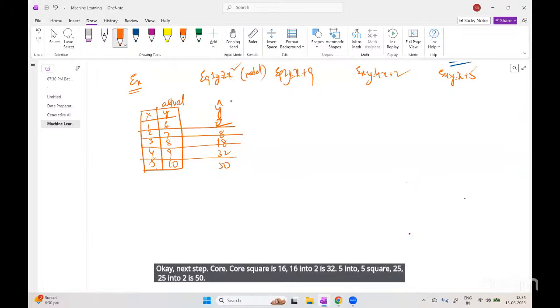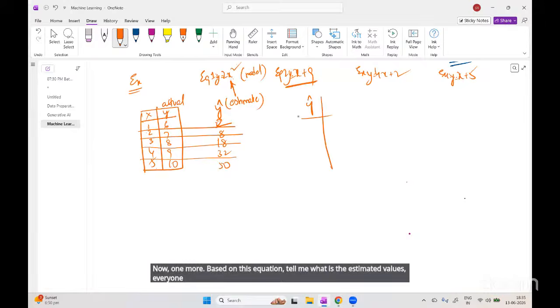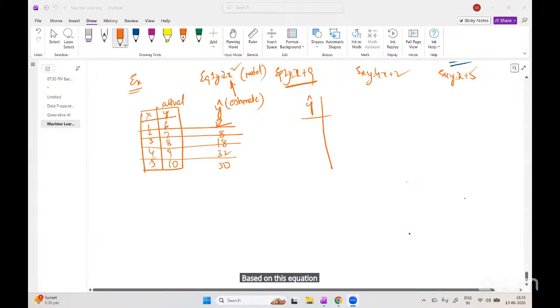Now, these are the estimated values based on this equation. Now, one more. Based on this equation, tell me what are the estimated values, everyone? In the same way, tell me the estimated values for this, based on this equation.